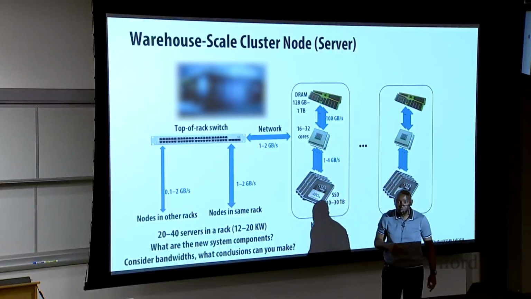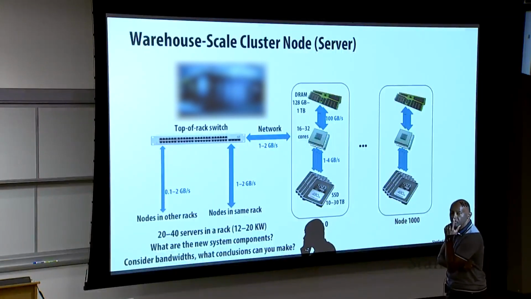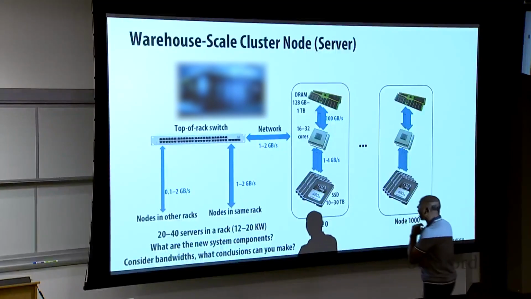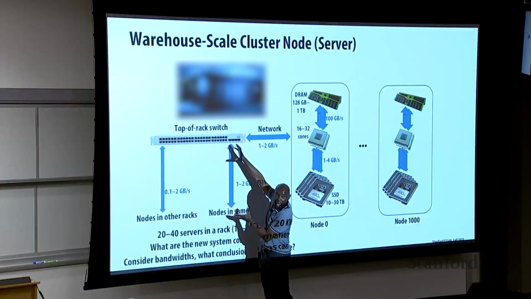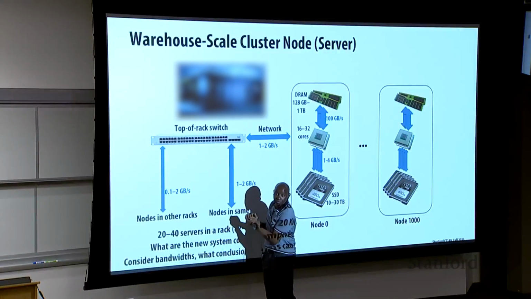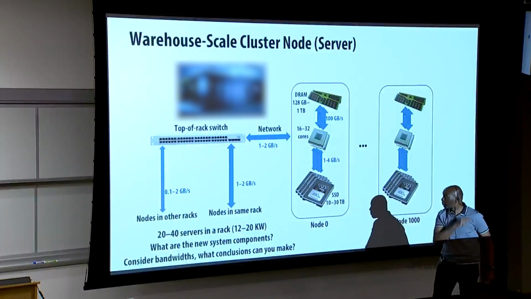I was just going to ask, why is there a difference between the bandwidth for the network and the nodes in other racks? Isn't the communication between nodes and between racks through the network? Yes, but within the rack you have a higher bandwidth network than you have between the racks, right? Got it. At least to a first order, okay? But then we're going to make another point in just a moment.